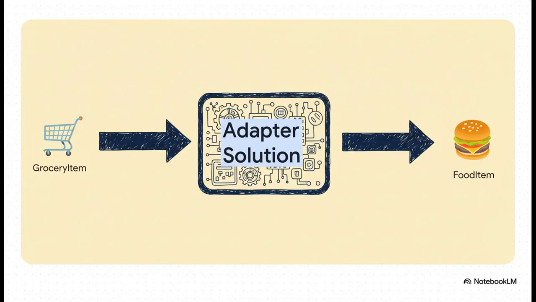This pattern is perfect for something like a real-world business change. Imagine your food delivery app is built to handle food item objects, but now your company wants to start delivering groceries. A grocery item has totally different properties, like weight instead of restaurant name. So what do you do? Rewrite your whole system? No way. You just create a grocery item adapter. It takes a grocery item, makes it look and act just like a food item, and your existing system can handle it seamlessly. No big rewrite needed.